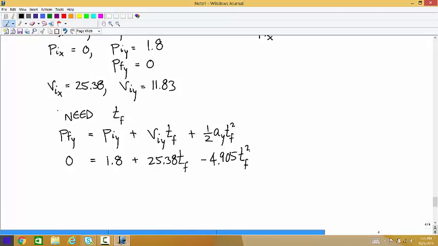Quadratic formula. Can someone who has that in the calculator punch that in for me? Oh, I got VIX there. Thank you. That should be the other one. 11.83. Seconds. And the other one is negative. So we know it's not that one, so we know it's this one.